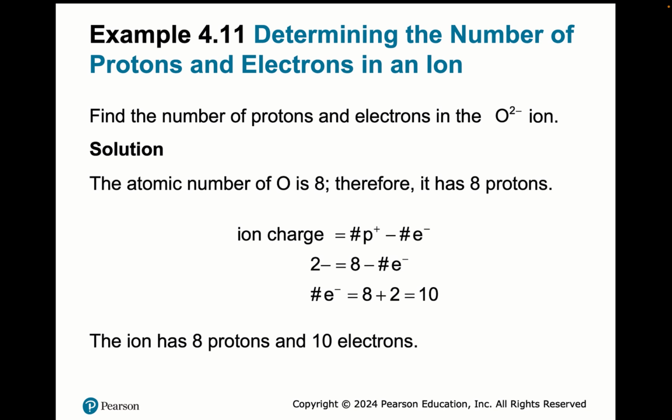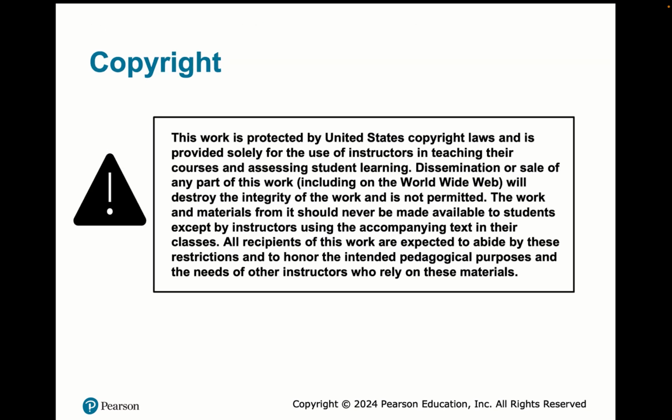Now determine the number of protons and electrons in an ion. What are the protons and electrons in the oxygen -2 ion? Oxygen's atomic number is 8, so it has 8 protons, and since it's a -2 ion, that means there are 2 extra electrons. That means there are 10 electrons. So that's how you would figure that out. And we are done.